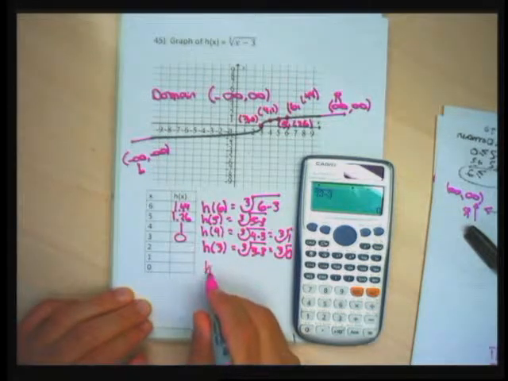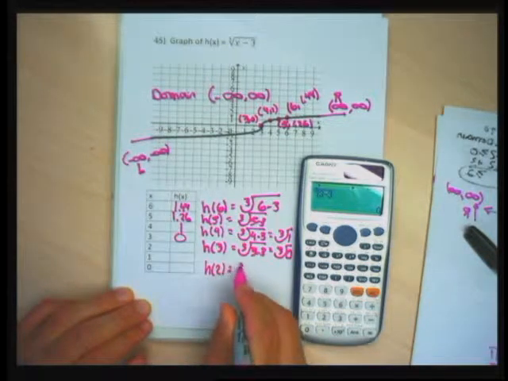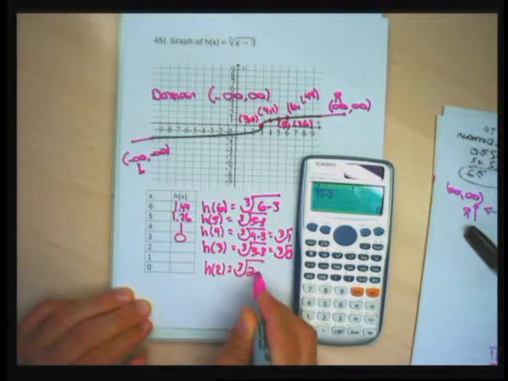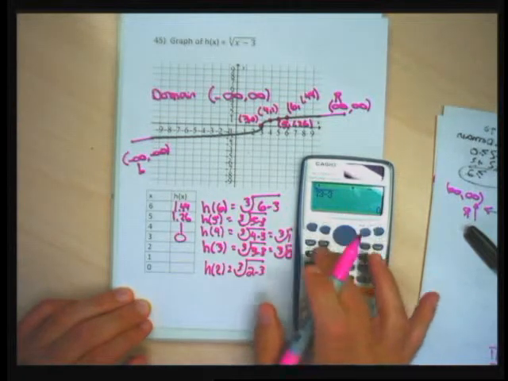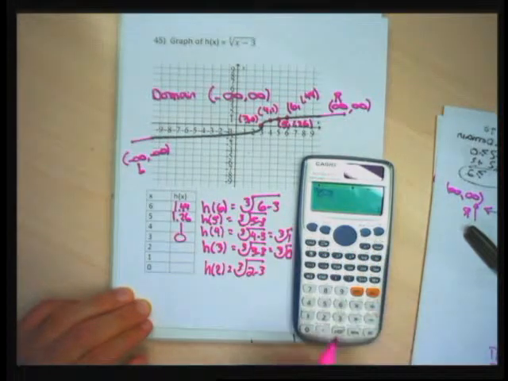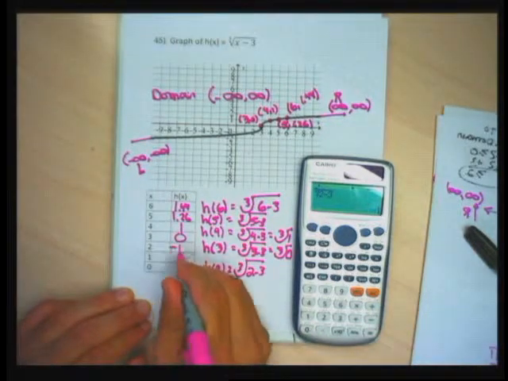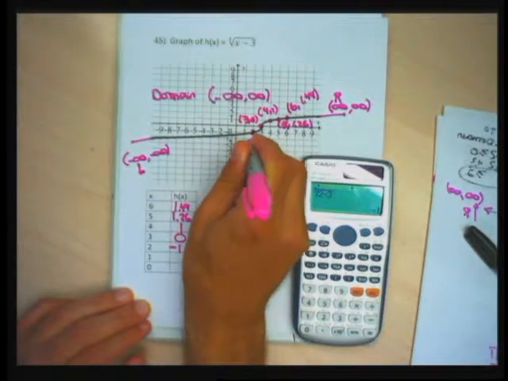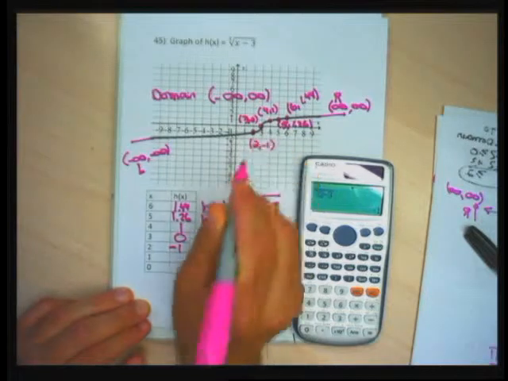If I do h of 2, I get the cube root of 2 minus 3, so shift cube root 2 minus 3, that gives me negative 1. So that gives me that point right there, which is the point 2 comma negative 1.